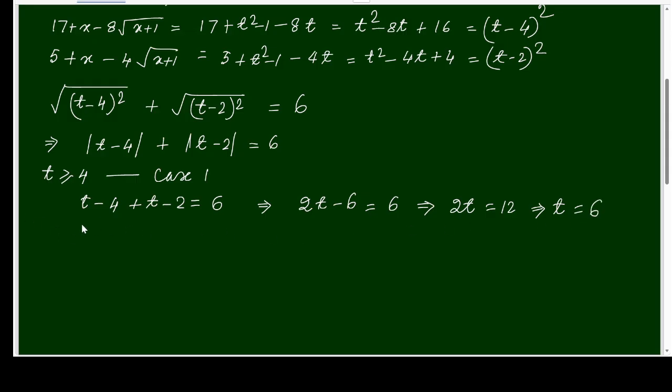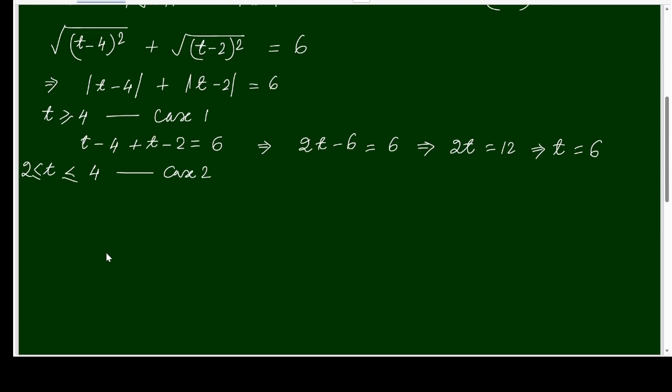In the second condition, t is greater than or equal to 2 and less than or equal to 4, case 2. So that time t minus 4 will be negative, so I'll write 4 minus t, and t minus 2 will be positive. So this will be 2 equal to 6. It is clearly visible that there will be no solution.